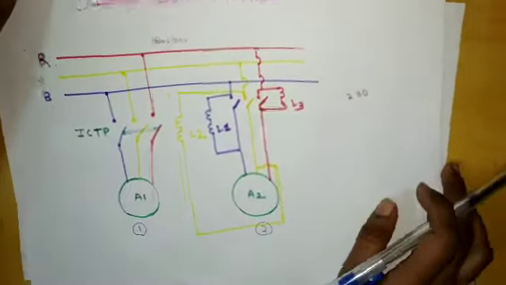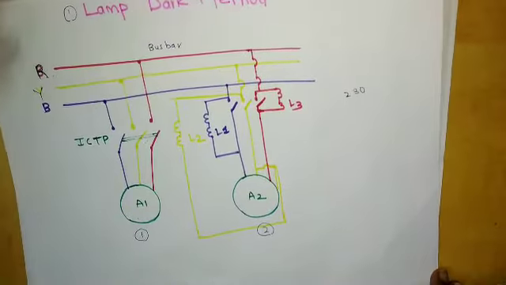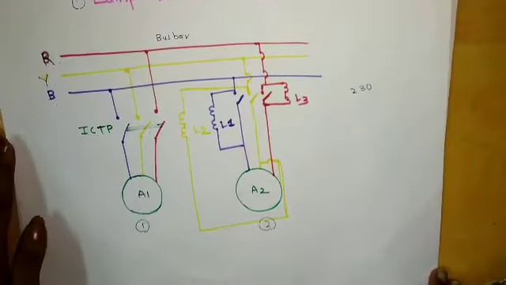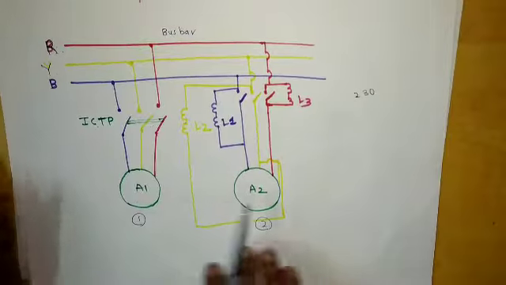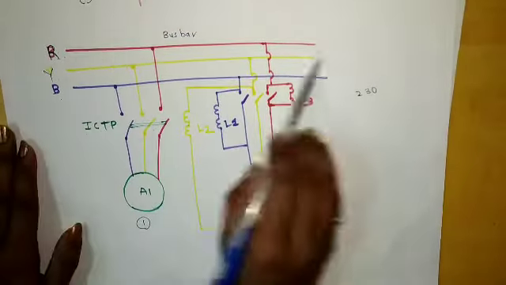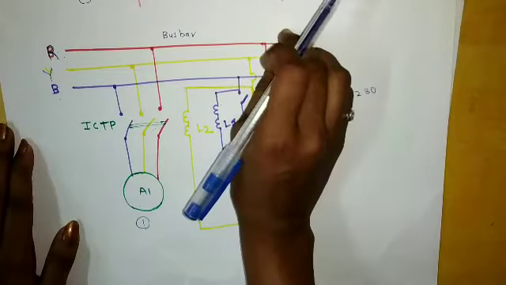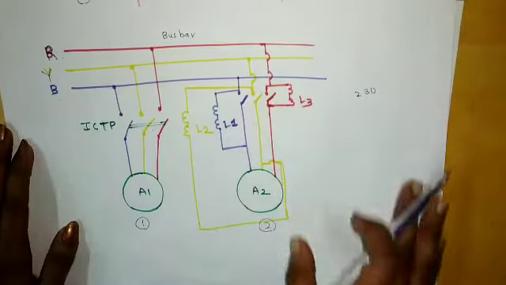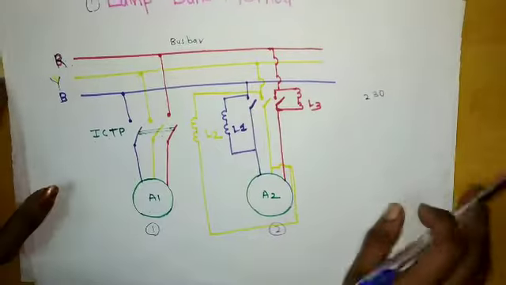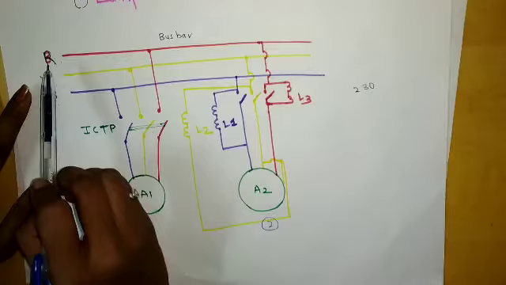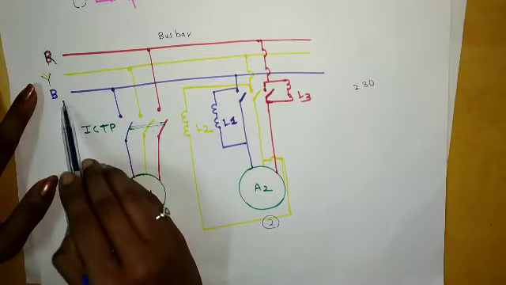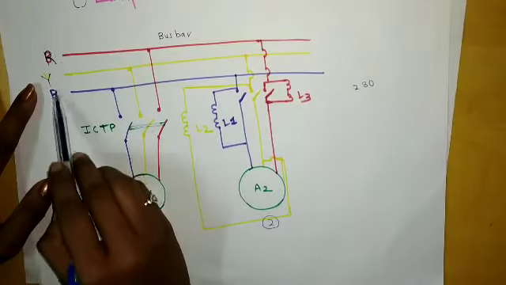In this lamp dark method, here you are seeing two alternators. This is the first alternator and this is the second alternator. This is our bus bar. Bus bar means the long metallic strip, a metallic bar or wire. Here we are dealing with three phase alternators, that means R, Y and B. These are the phases R, Y, B.